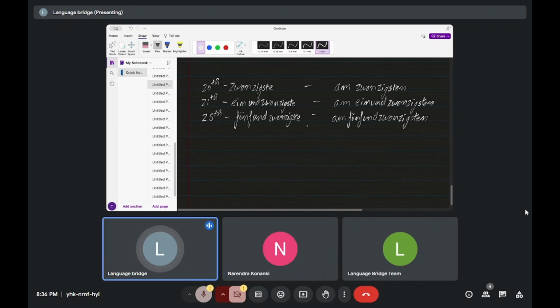With the help of this, you will know how to say "my birthday" when your birthday comes. For example, Ich habe meinen Geburtstag am zweiten. If you don't know this, then how will you say "I was born on 2nd"? How will you say "second"?